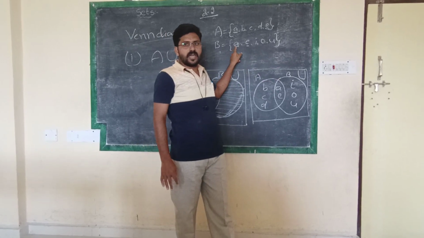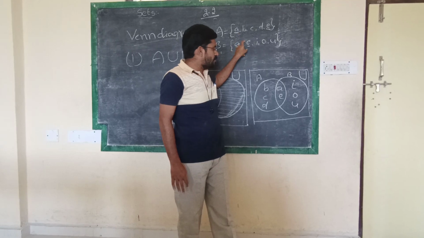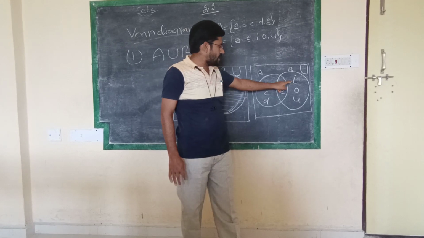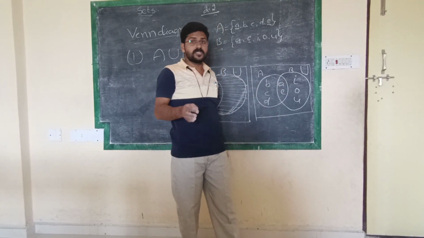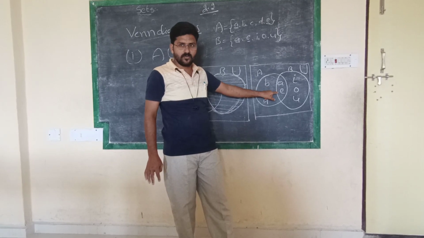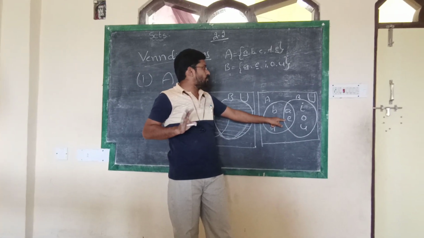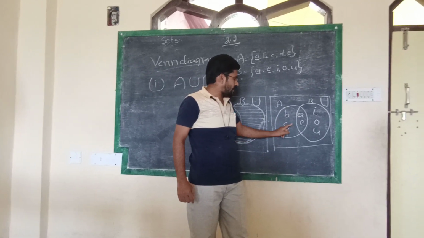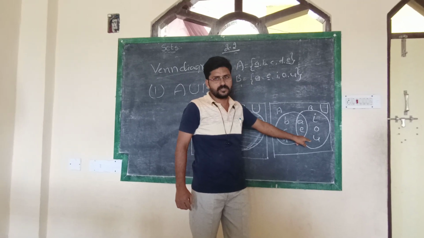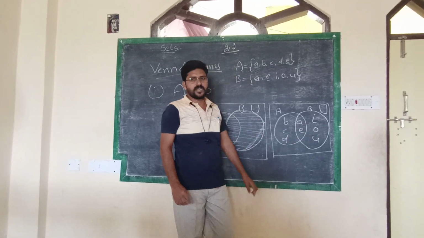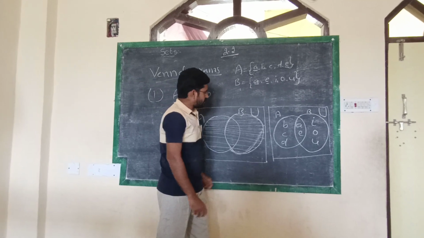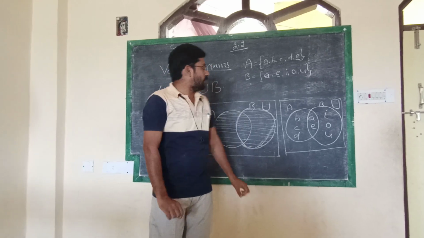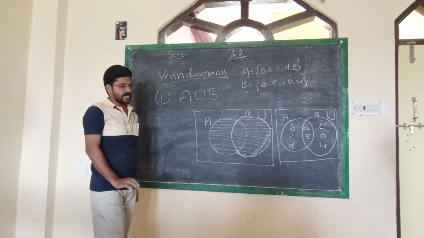Next, set B. What are the elements here? A, E, I, O, U. Are these the elements we represented in set B or not? We have to check: A, E, I, O, U. Which elements are common? We have taken them only once. Now if you want to write A union B, what do you write? A union B is A, B, C, D, E, I, O, U. So this information we can represent through the Venn diagram.